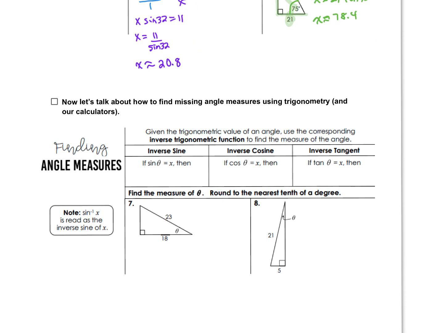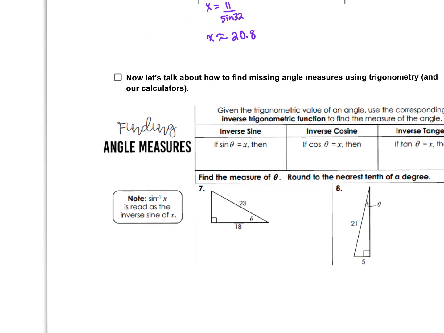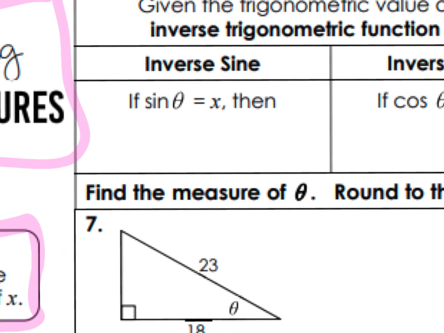Okay. Now, if we are trying to solve for angle measures, the work is a little bit different. There's a little bit more we have to do. Notice this little box right here. When we are finding angle measures, look at this particular problem. If we had sine of theta is equal to x, what we would actually be solving for is the theta. Okay?